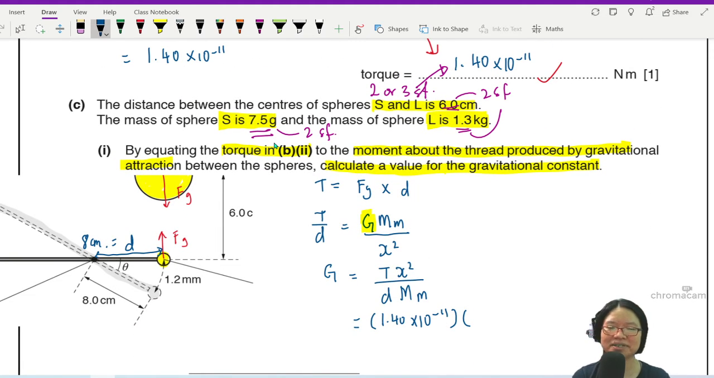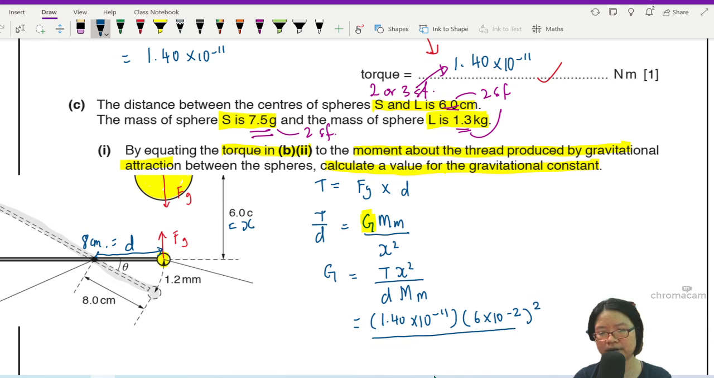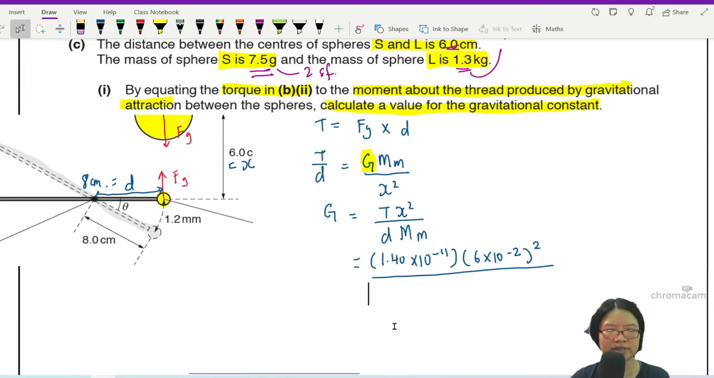Your life is easier. Okay, what is X? X here is the separation between the two spheres. So this 6 cm is equal to X. So 6, please convert, times 10 to the power negative 2 square, divided by, okay, what is D?